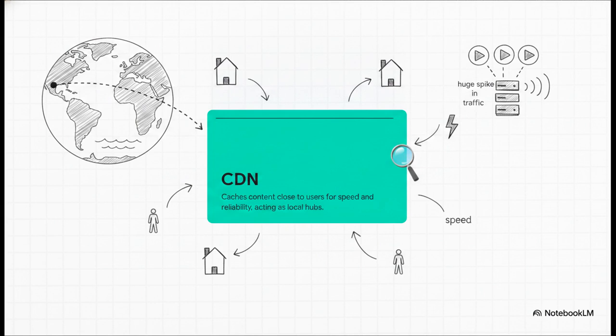Enter the CDN, or Content Delivery Network. A CDN is a network that caches or temporarily stores copies of content physically closer to the users. They act like local distribution hubs. If a huge new viral video drops, the CDN keeps a local copy on an edge server right in your city. That way, your data packet only travels a few miles down the road to fetch the video, rather than crossing an entire ocean. It gives us incredible speed and absorbs those massive spikes in internet traffic.